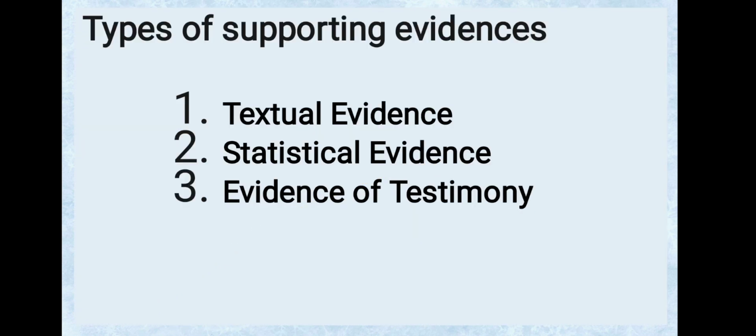Types of supporting evidence. There are three types of supporting evidence. First, textual evidence. Examples of this type of supporting evidence are: first, quotations directly from books or other text sources, and second, an accurate summary of what happened or was said in the text.